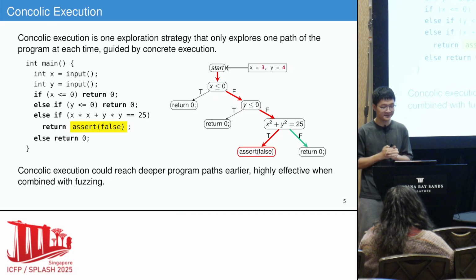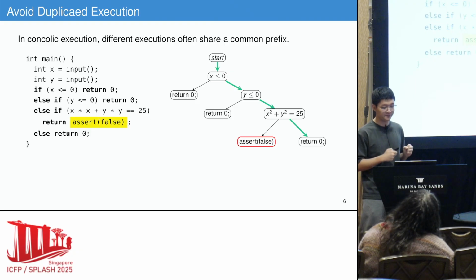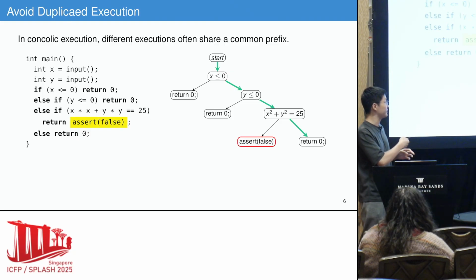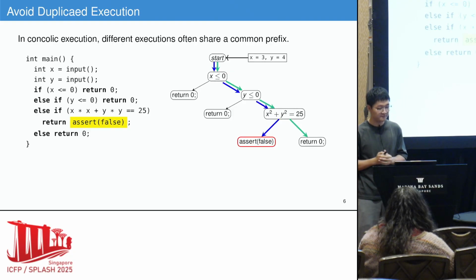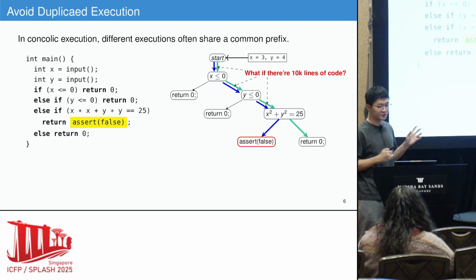It can reach deeper places earlier just by starting the exploration with the concrete input that reaches the deeper places. There is an interesting thing that you may have noticed. During the Concolic execution, different paths are sharing a common subpath. For example, we have explored the first path, which is marked in green. And now we want to use a different input to explore a new path, which is marked in blue. We can see that the blue path and the green path are sharing a common prefix. And the execution of this common prefix is duplicated. When the execution goes deeper, the cost of such re-execution could be significant.